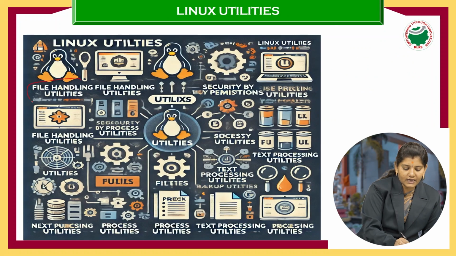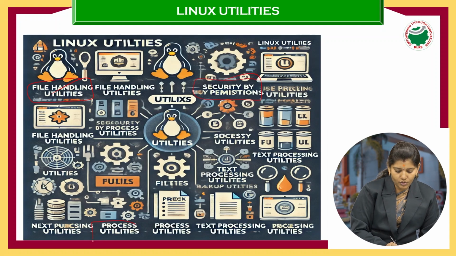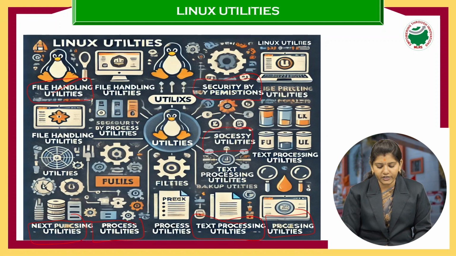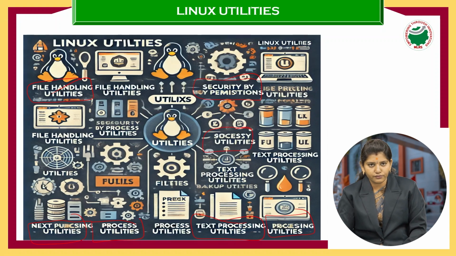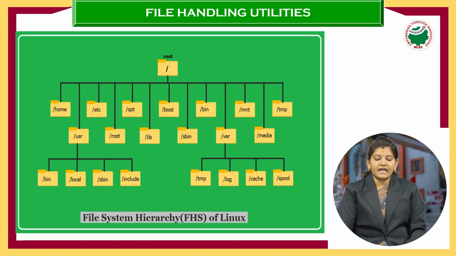These are called the file handling utilities, security by permissions, process utilities, and text processing utilities. These are the different types of utilities that we use in Linux. So, coming to the file handling utilities.